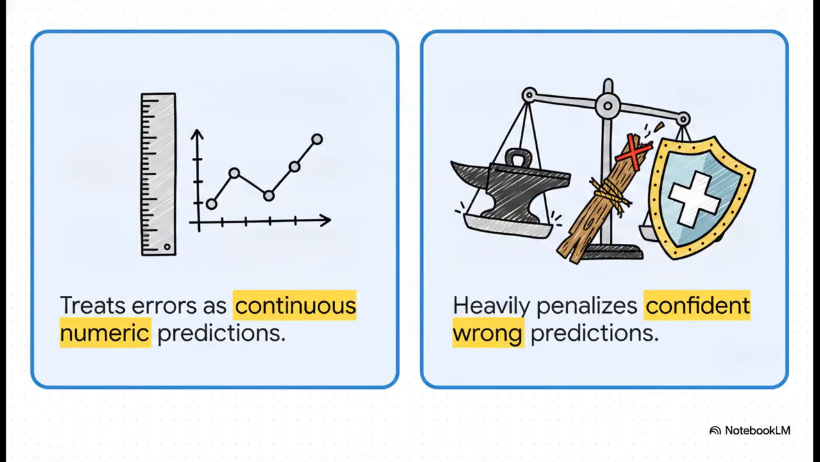Now, we also have to change how the machine actually learns. Back in our linear models, we used mean squared error, or MSE. But MSE treats errors as continuous numeric predictions. For our binary classification, we use log loss, also known as cross entropy. Why? Because log loss heavily penalizes confident but wrong predictions.